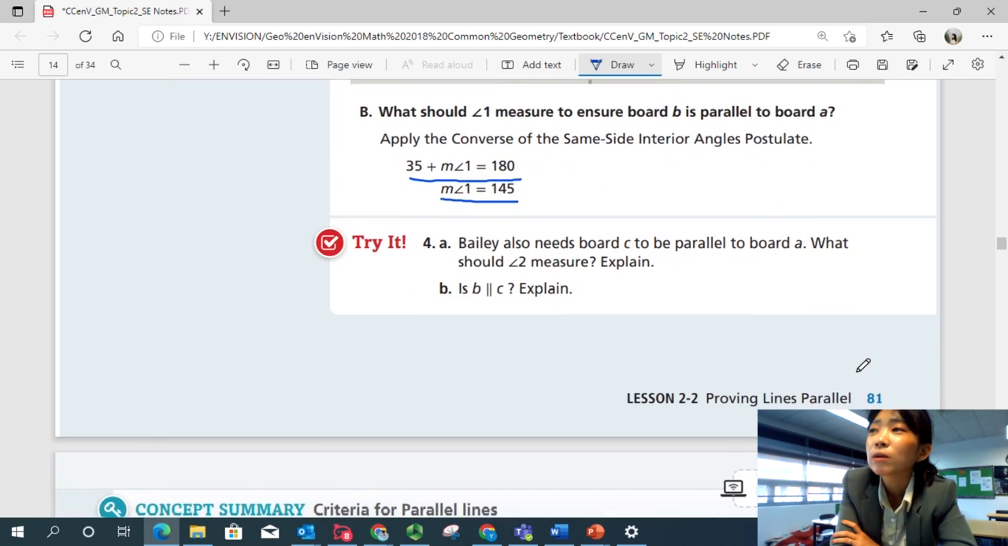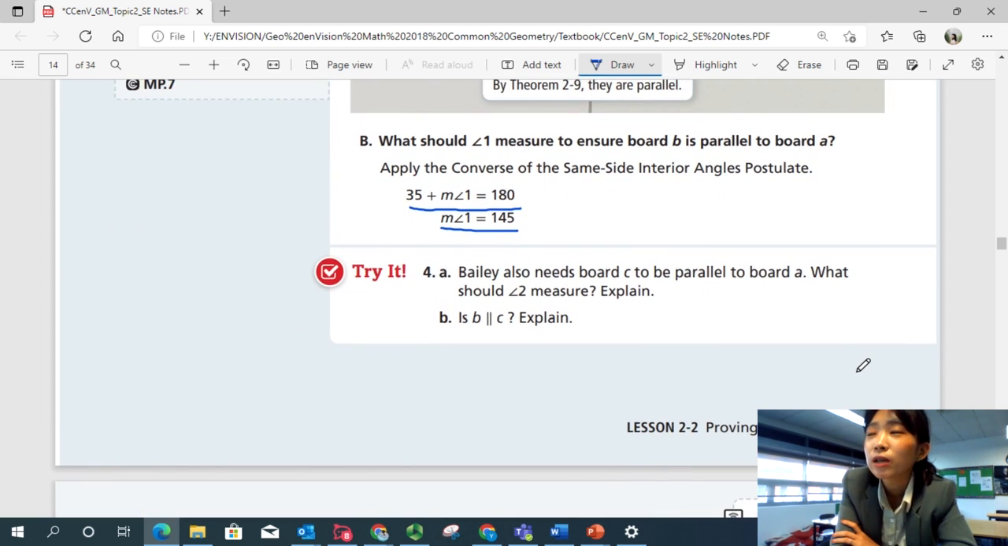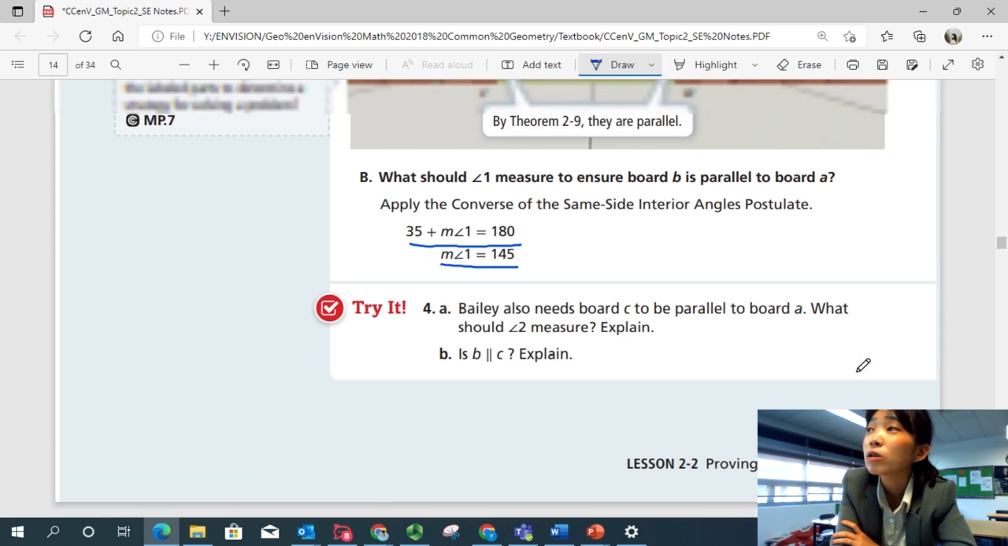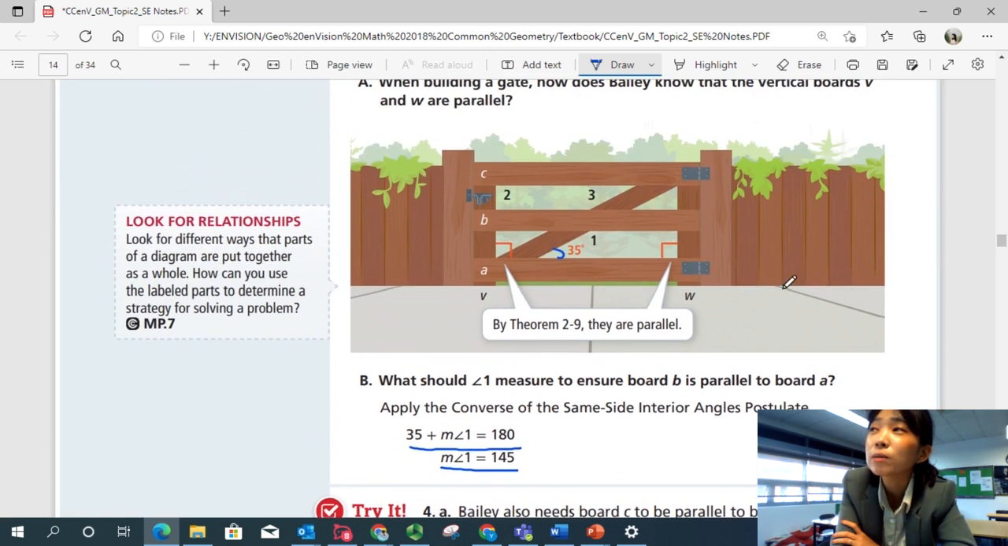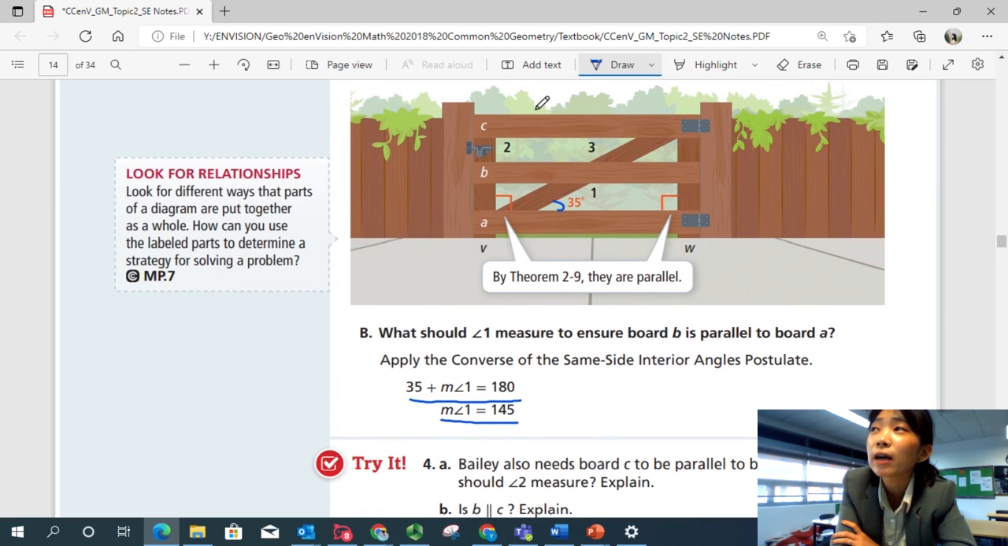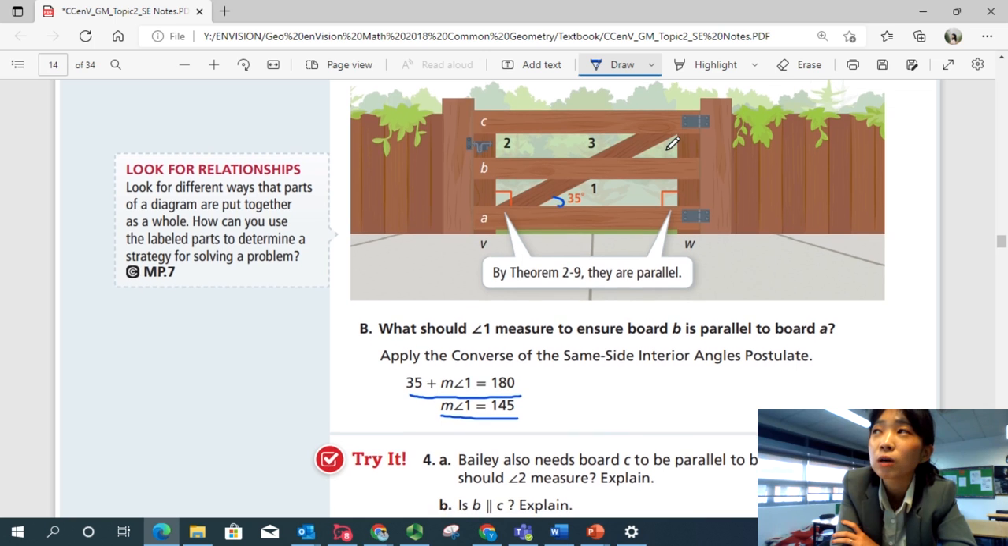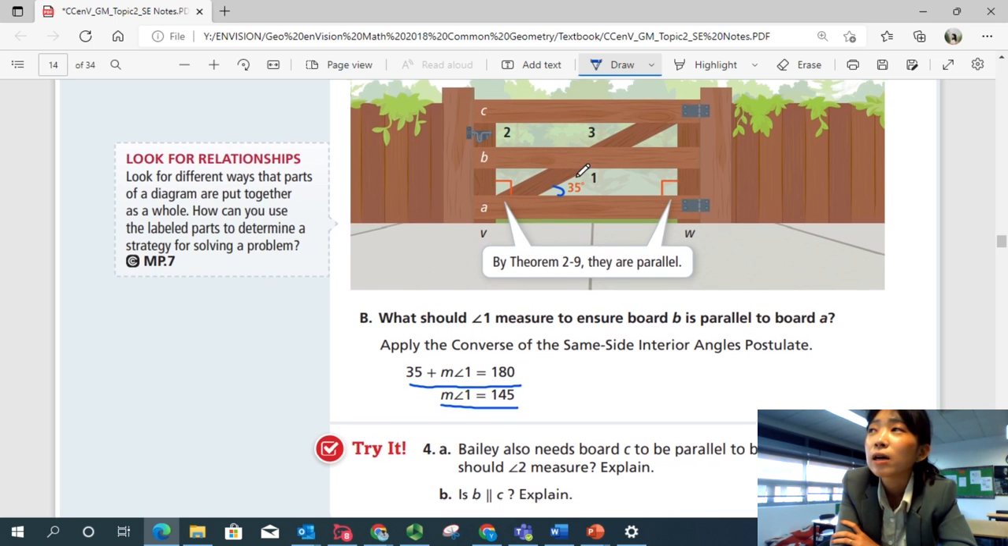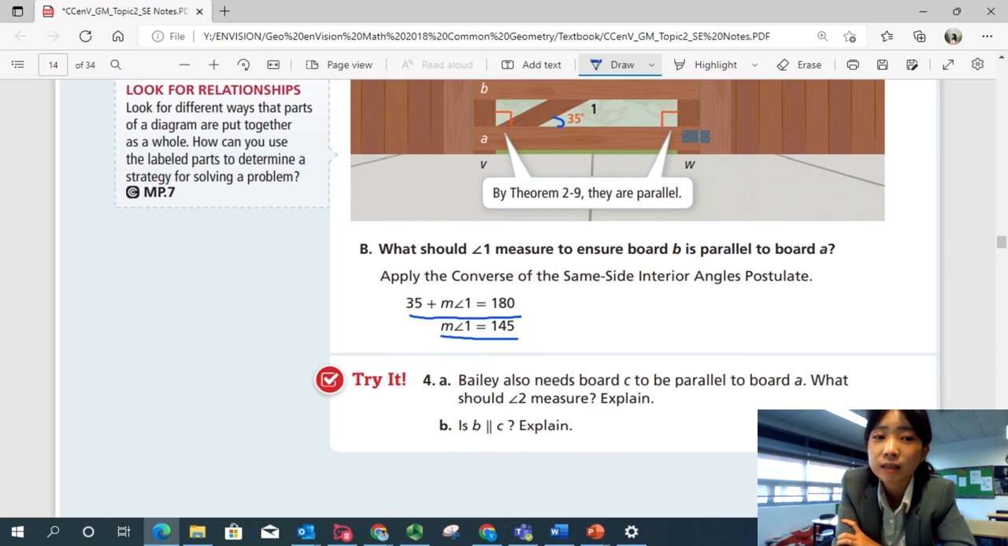All right, looking at try number 4. You're going to try for A and B by yourself. Bailey also needs board C to be parallel to board A, so what should angle 2 measure if board C should also be parallel to all the other boards? And part B is, are board B and C parallel to each other? Explain with a logical reason. See if you can solve it by yourself. Come back when you're ready for answers.